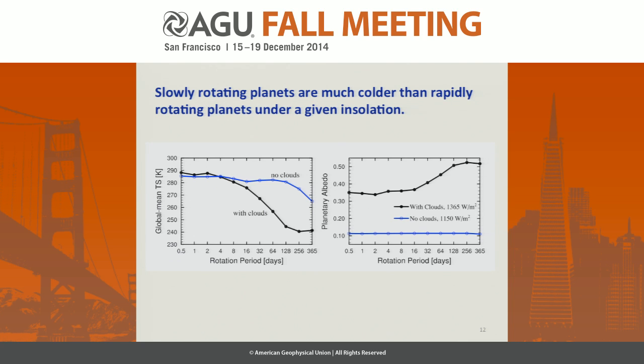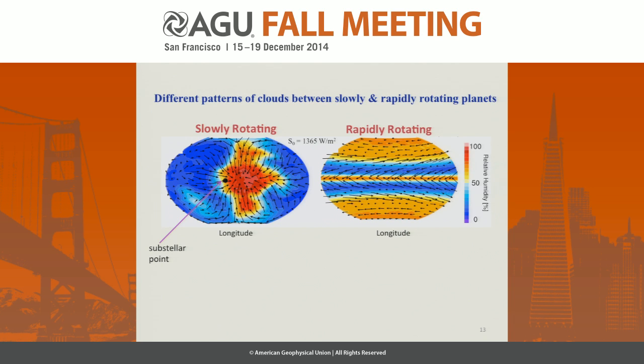And the main factor is that slow rotating planets have much higher planet albedo than rapid rotating planets. The planet albedo is mostly contributed by the clouds. On slow rotating planets, the strong convergence and convection on the day side produce very thick clouds at the substellar regions, which reflect the solar radiation back to space.